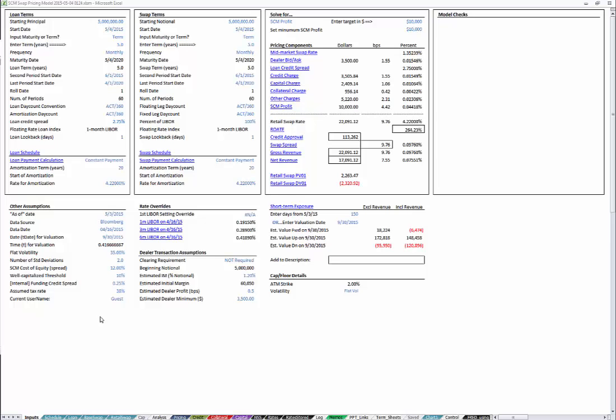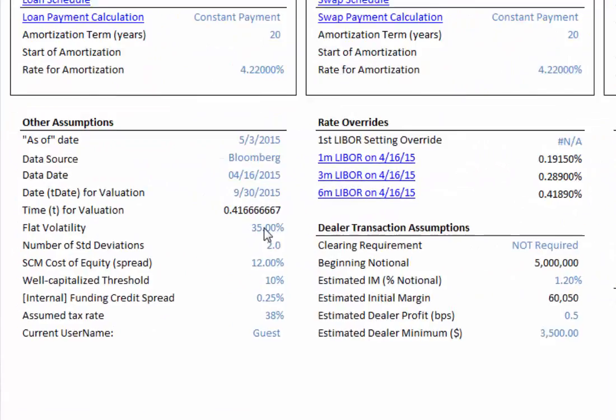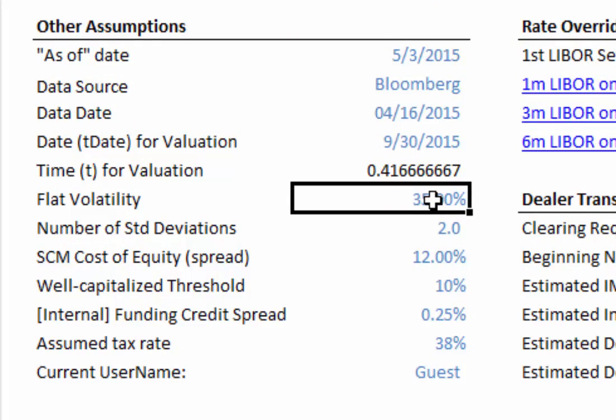So let's go. We've been entering a flat volatility here. This is the input screen. Obviously, we've been entering a flat volatility here on the opening tab, the inputs tab, and we select this cell labeled flat volatility and enter our best guess at a short rates volatility. So the first question is why? Why do we need this volatility number? Why are we doing this?